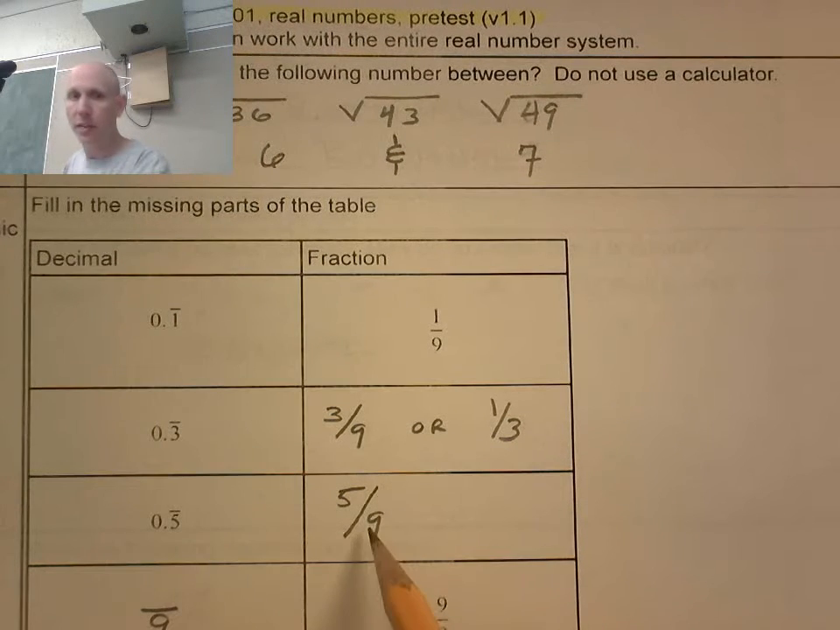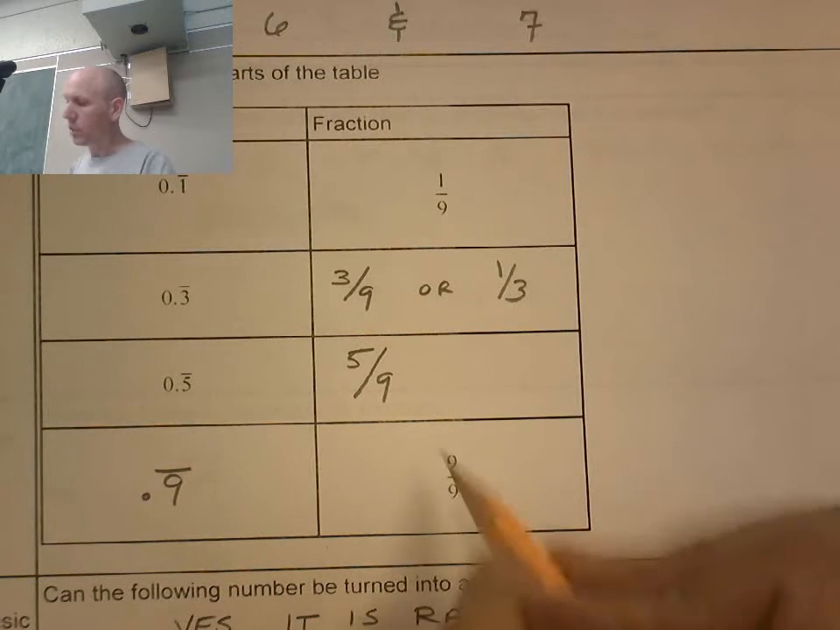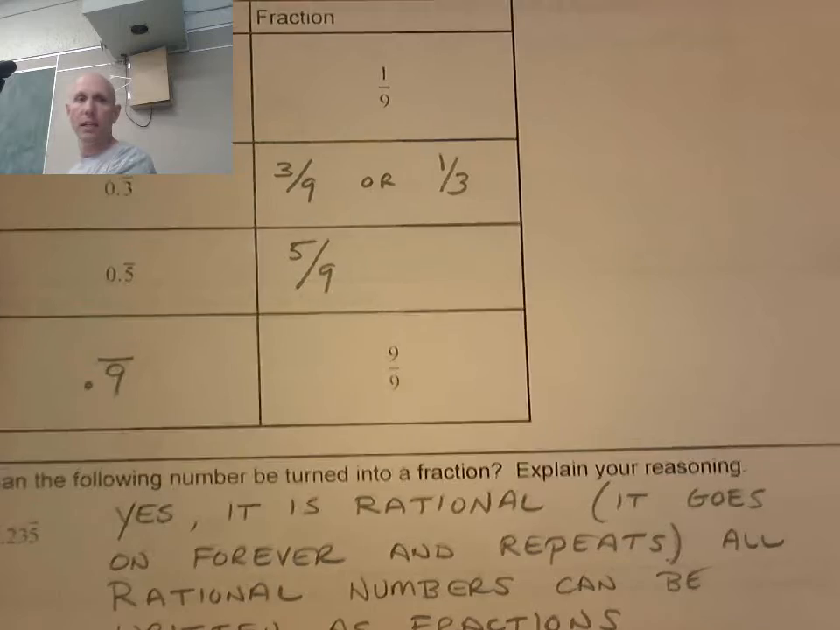0.5 repeating is 5/9. And then, so what is 9 over 9? Well, if I use this rule, 9 over 9 is 0.9 repeating, right? 0.9 repeating is 9 over 9, which is also a 1. I know that. All right.